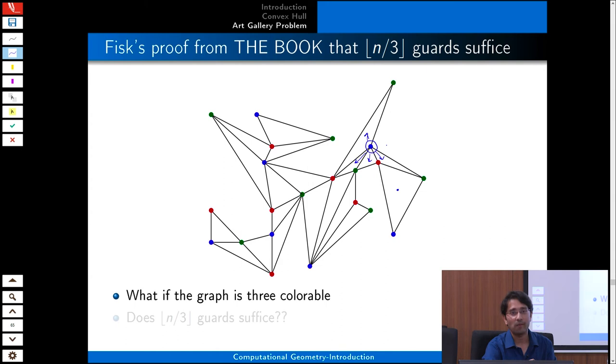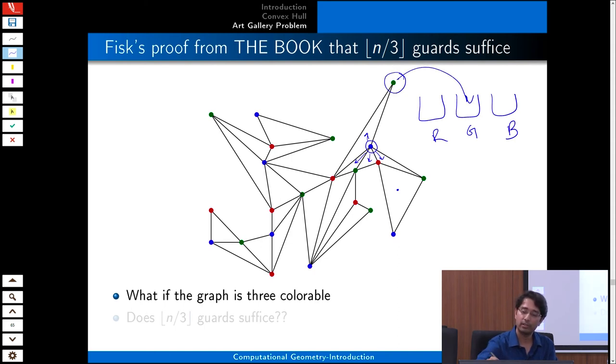What is the coloring? Coloring is, I have 3 boxes. One is red, one is green, one is blue. Each of the vertices belongs to one of these 3 boxes. This vertex has color green, I take this and put it in the green box. This vertex is blue, I put it in the blue box. If I have distributed n balls into 3 boxes, I know that one box contains at most n by 3 vertices. Any way I distribute, there has to be a box containing at most n by 3 balls or n by 3 vertices. Pigeonhole principle.